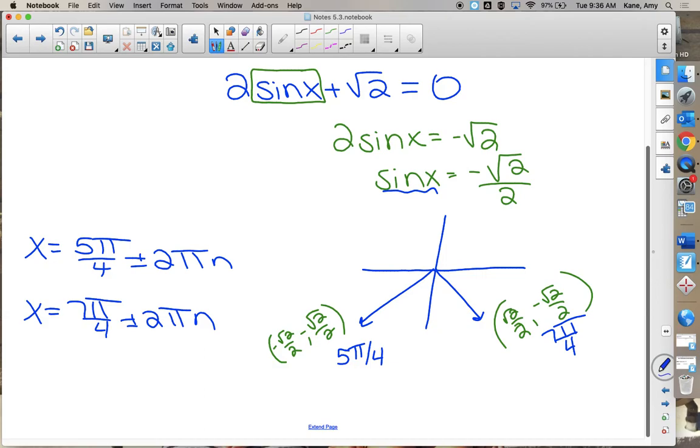So I believe there is one final problem with tangent because we really haven't done tangent. I should have thrown in a cosine. Oh, we did have a cosine problem. We did cotangent, a lot of sine.